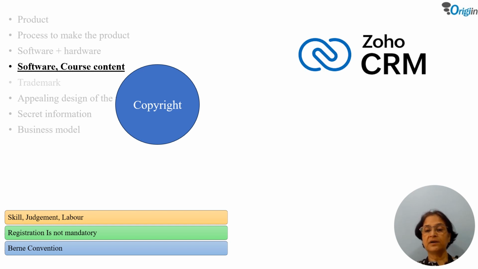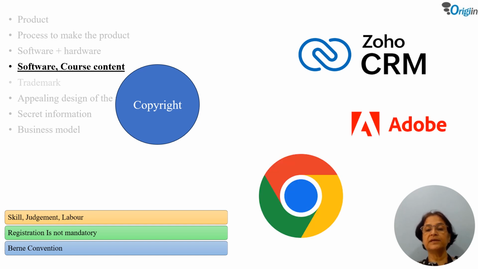Zoho CRM. Now it is a CRM, so copyright is probably the best way to protect it. Adobe, Google Chrome. These are some examples wherein the products or the features may be good to be registered as copyright.